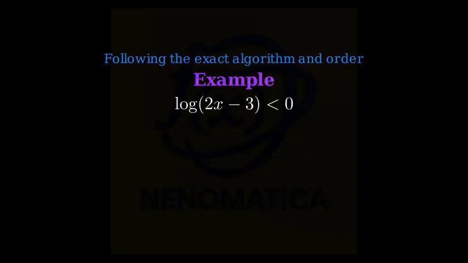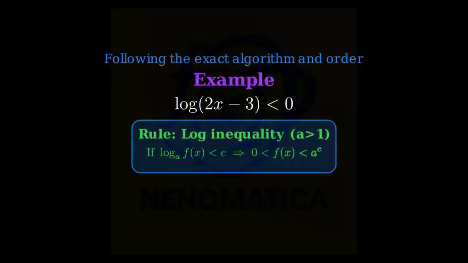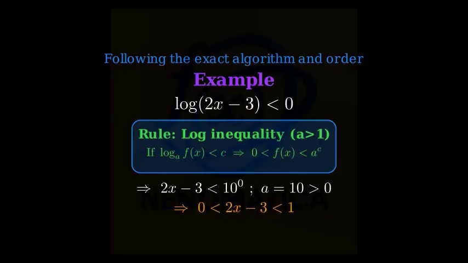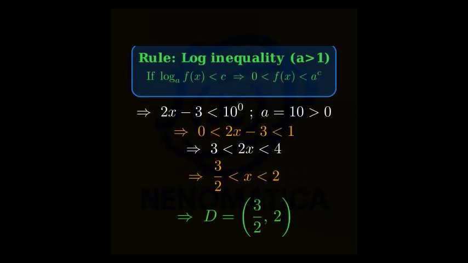We will reconstruct the exact step-by-step solution for 2 logarithmic inequalities, matching the structure shown in the provided image. Example. First inequality. Apply the base 10 logarithm inequality rule for a greater than 1. We rewrite the inequality in exponential form and include the base information. Then apply the domain condition of the logarithm to build a double inequality. Add 3 to all parts. Divide by 2. State the solution set in interval notation.